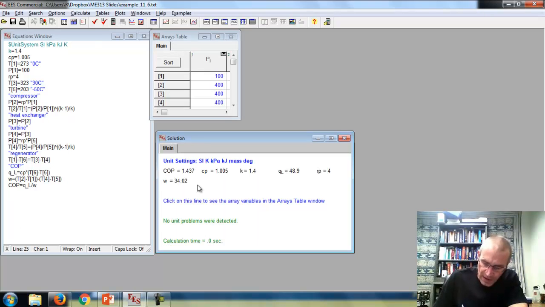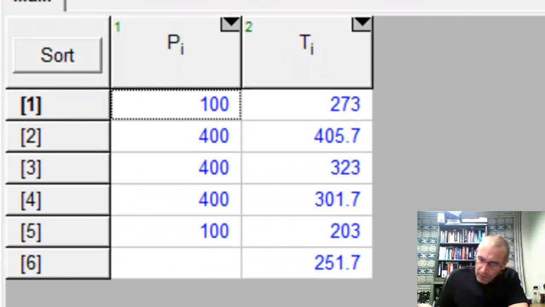And so let's go ahead and look at our array table first. So here's our array table. We've got our pressures between 100 and 400 kPa. And we realize our lowest temperature is 203. And this is in Kelvin, so that's minus 70. And that's my low temperature in the entire cycle.